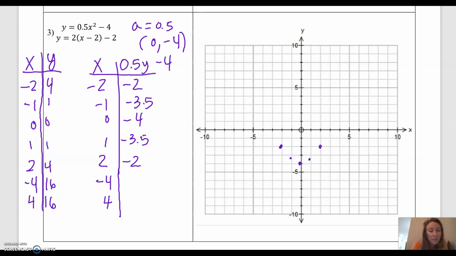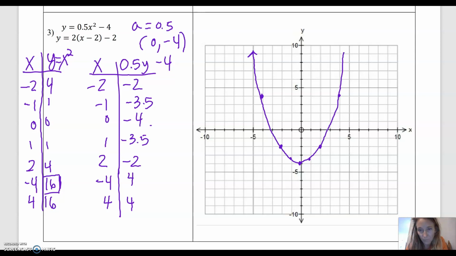So then I've got the 16. So half of 16 is 8. 8 minus 4 is 4. And so I'm going to have -4 for x and +4 for y. And then +4 for x and +4. And I'm doing this just so that I have a few more ordered pairs. And I'm using the fact that it's y equals x squared for my parent. So let's connect these. Okay, cool, looks pretty good.